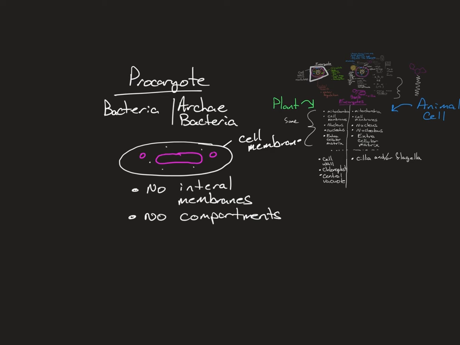And interestingly, it has a different kind of cell wall. It does have a cell wall, but it's different. All right, whatever. It does have a cell wall. It's just different from a eukaryotic cell wall. It's made of something different. A plant cell wall is made of cellulose. This is not made of cellulose. But it does have a cell wall.